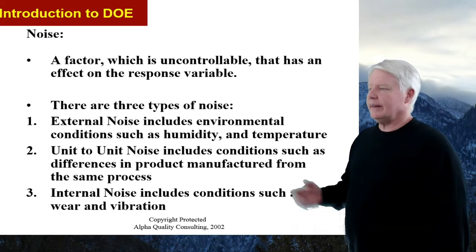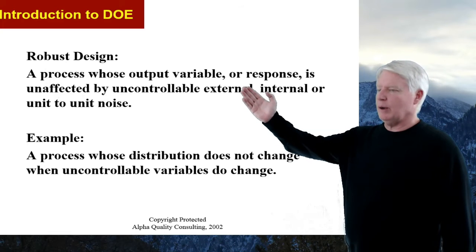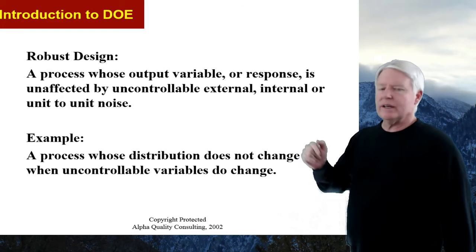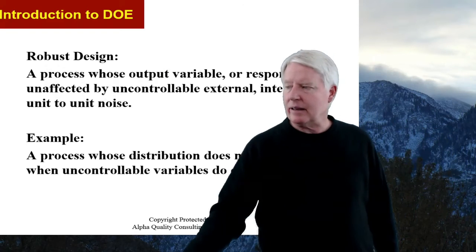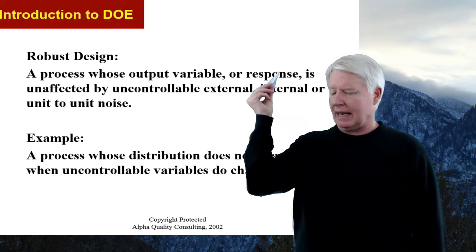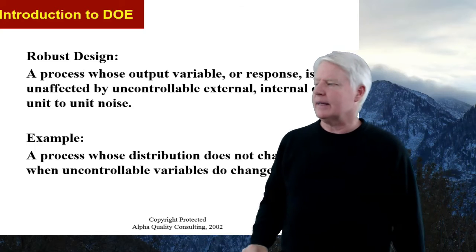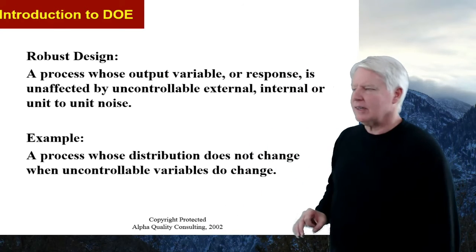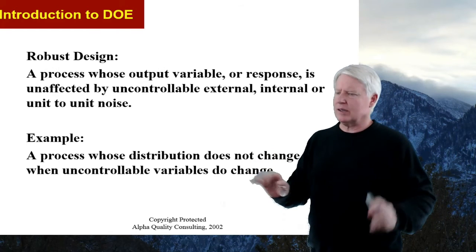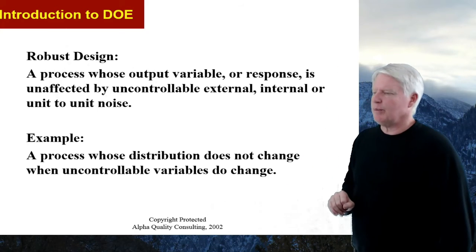So we've already covered that. Those are the noise. Remember, we can screen out noise. Robust design: a process whose output variable or response variable is unaffected by uncontrollable external, internal, or unit-to-unit noise. And that's where, man, these were flying pretty good till they opened up the doors and they made it a wind tunnel. Now it's flying back. But someone made it robust because they put a big old paper clip on there, just throw it like a rock. And it made the process robust. Even though the environment changed, it's okay. The process still gave me the same results. That's called robustness. And DOE can help us create robust designs.